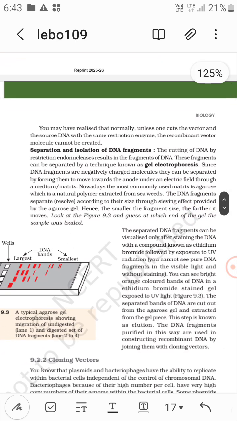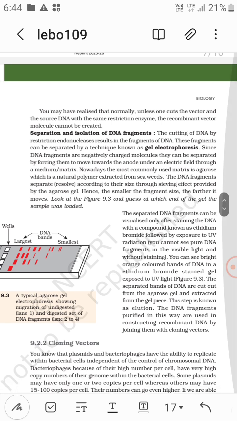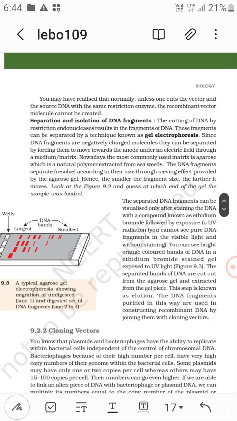You may have realized that normally, unless one cuts the vector and the source DNA with the same restriction enzyme, the recombinant vector molecules cannot be created. It cannot be created if they are cut by two different restriction enzymes. The vector DNA as well as the source DNA should be cut with the same enzyme.